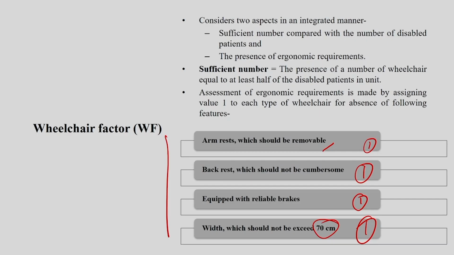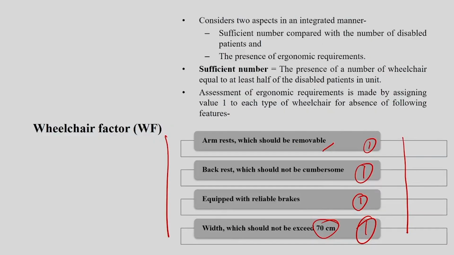First, is it sufficient or not? So, you check whether the number is sufficient or not, and then you check whether it is adequate or not. Maybe you have 10 patients and your number of available wheelchairs is 4. So, first you identified it is insufficient. And then among these 4, 2 have all these 4 features whereas 2 do not have all these 4 features. So, some are adequate, some are not adequate. So, how do we calculate the wheelchair factor? That we are going to test in the next slide.